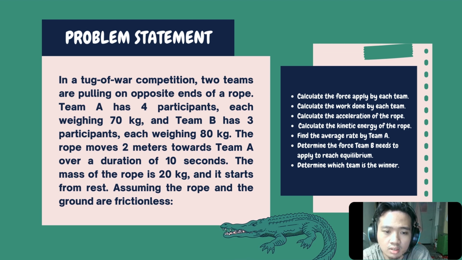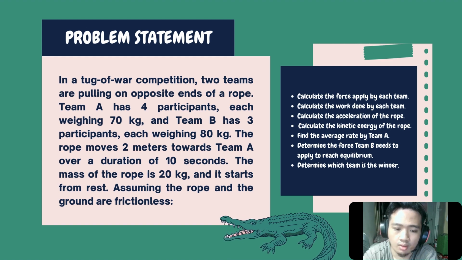First, we need to calculate the force applied by each team. Then, we need to calculate the work done by each team. For the next one, we need to calculate the acceleration of the rope. And lastly, we need to calculate the kinetic energy of the rope. After we calculate all of that, we need to find the average power by Team A and determine the force Team B needs to apply to reach equilibrium. For the last one, we need to determine which team is the winner.